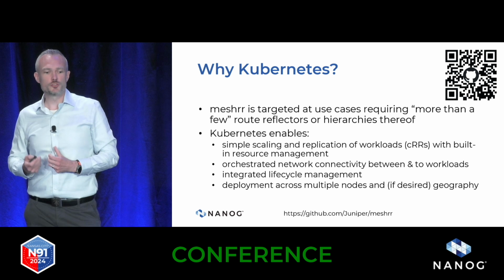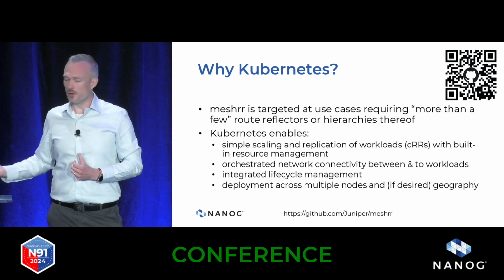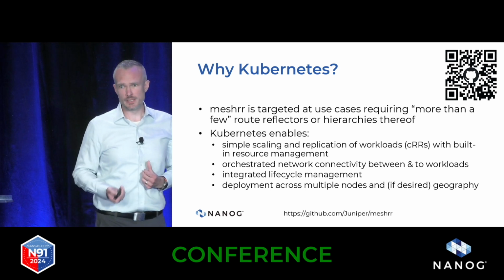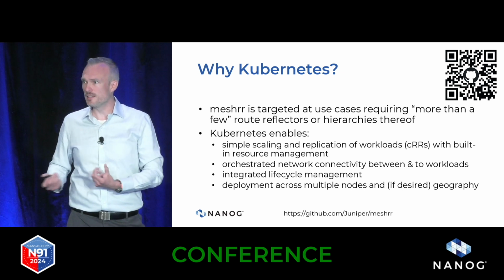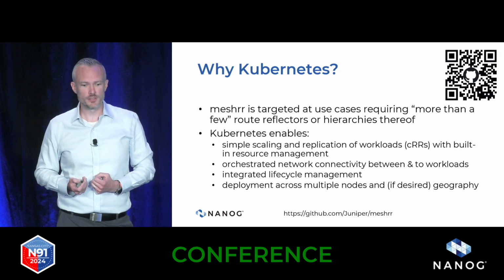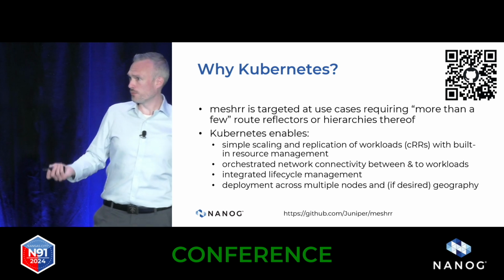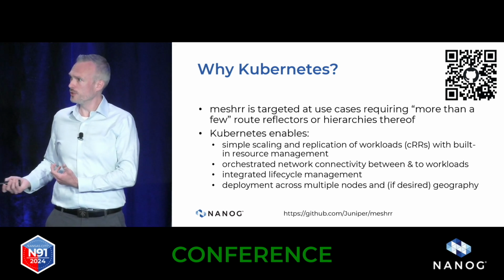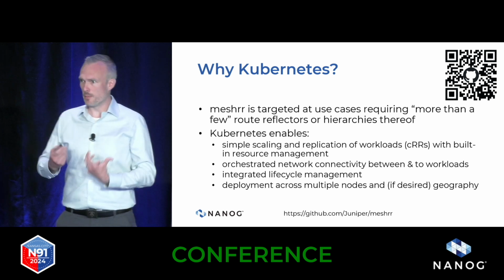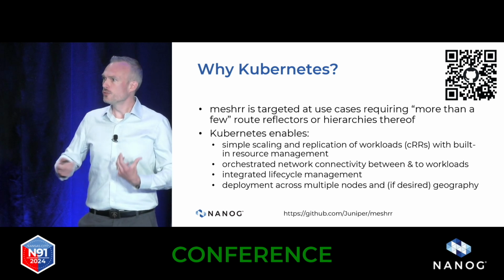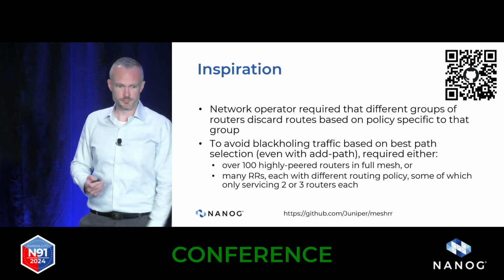Kubernetes provides orchestration of the network connectivity between these CRRs and to the CRRs from the outside world. It provides integrated lifecycle management with some awareness and capability of some basic health checks, and I can extend that as I need to for my specific use cases. Finally, it makes it easy to deploy on multiple nodes. If I need more resources, I can throw more nodes at the problem. And if I need to distribute across different geography, it also enables me to do that. In fact, Kubernetes doesn't have a built-in latency requirement. So if I want to distribute a cluster across the globe, I have the capability of doing that.